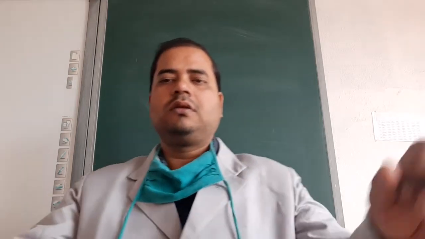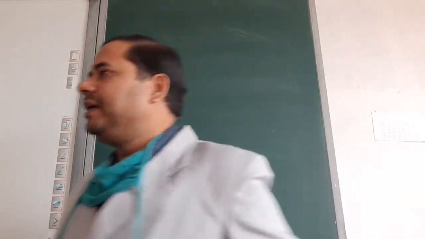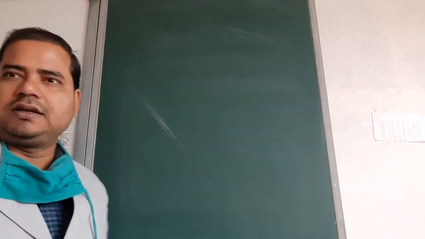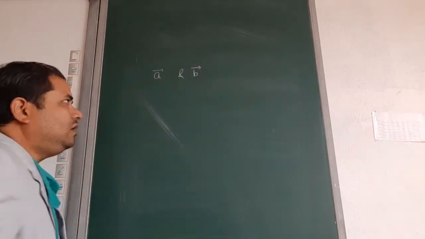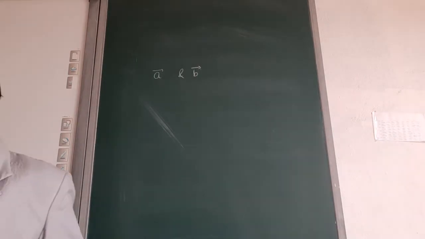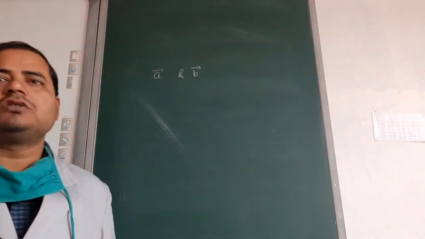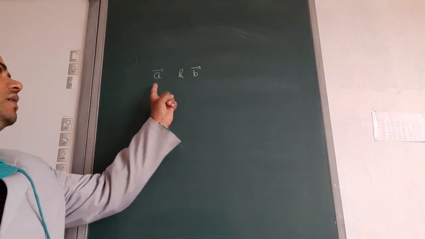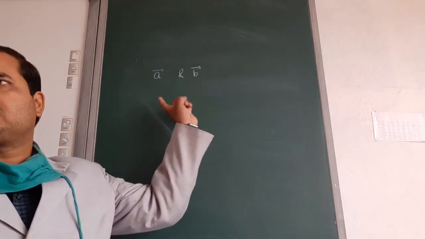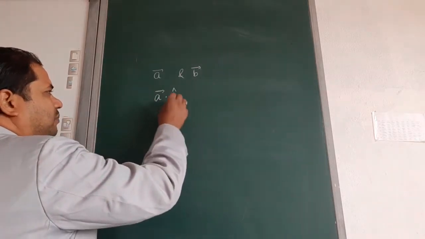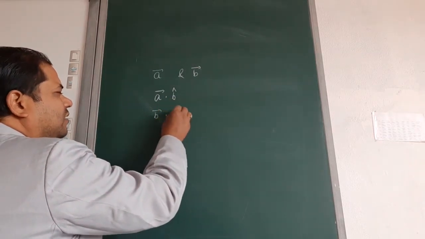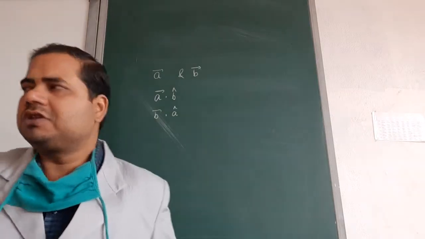Good morning, students. As you know, we had completed dot product, as well as projection of a vector on a line and projection of a vector on a vector. Suppose A is a vector and B is also a non-zero vector. For projection this is needed. If you want to find the projection of A on B, then this is simply A dot B cap, and projection of B on A is B dot A cap. So this is the projection.